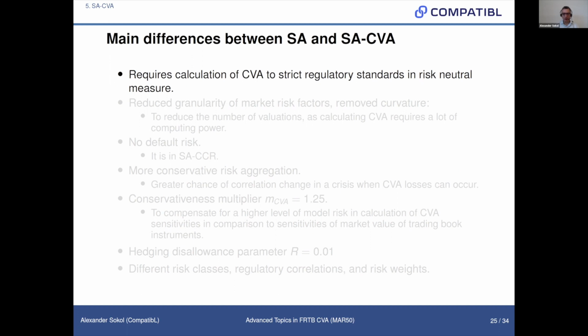Right. So now the main differences between the standardized approach for the trading book, which is called just SA, and the standardized approach for CVA. I will just very briefly summarize these differences. First of all, standardized for CVA requires calculation of CVA to strict regulatory standards in the risk-neutral measure. The risk-neutral measure is the same measure, or the same type of model, that you use to compute fair value CVA for the purposes of P&L. When I say fair value, it means it goes into P&L, which is a part of fair value accounting, right?